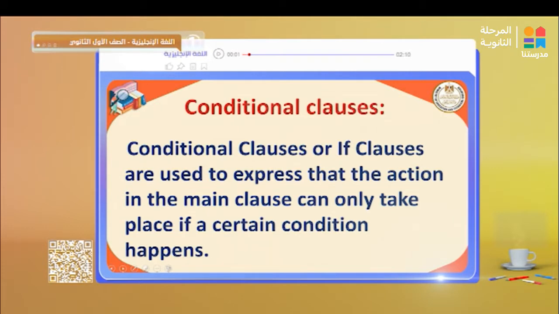What's a conditional clause? Conditional clause is using if clause, we call it if clause, to express that an action will only happen if a condition happens. What does it mean? Let me explain it in a simpler way. If I say, if you study, you will succeed, it means that success will not happen unless you study. So the action of studying should happen first in order for success to follow.